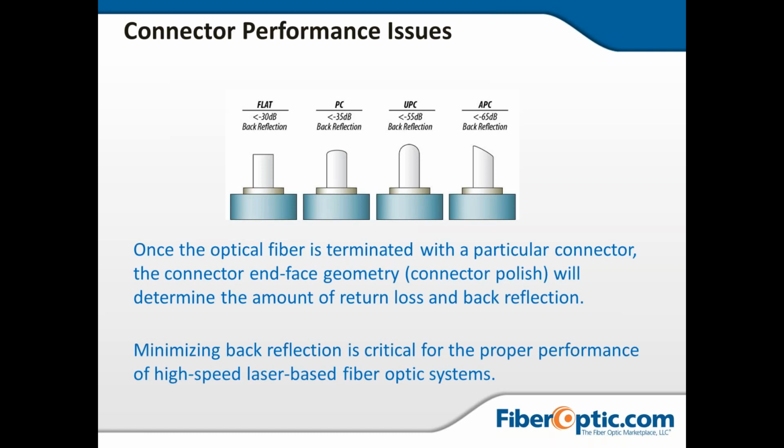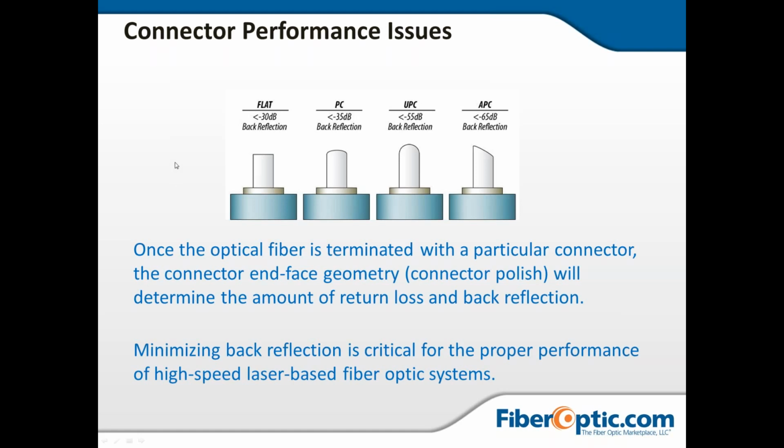Now, fiber is the length and thickness of a human hair at times. So these drawings give you an opportunity to really see what the top of the connector looks like a little better without putting it under a magnifying glass. There are four main types: the flat, the PC, the UPC, and the APC. The UPC and APC are two of the more popular, and that's because of the back reflection. They perform much better than the flat and the PC.